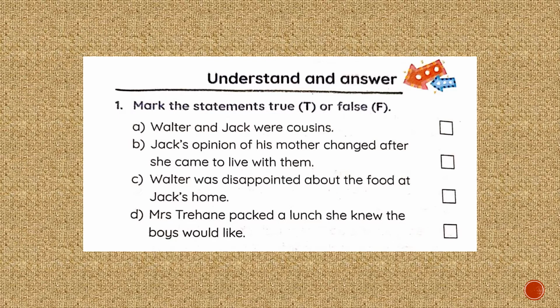The first one, understand and answer. It is true and false. You're going to do it in the book itself. Walter and Jack were cousins. No, false. They were friends.